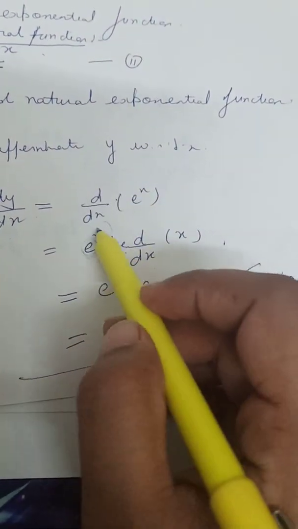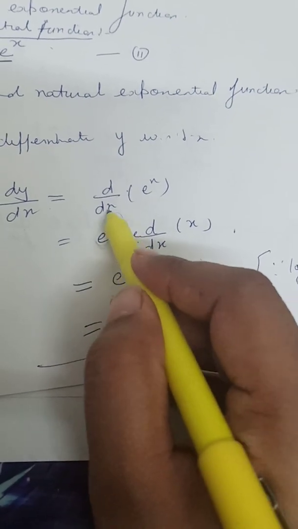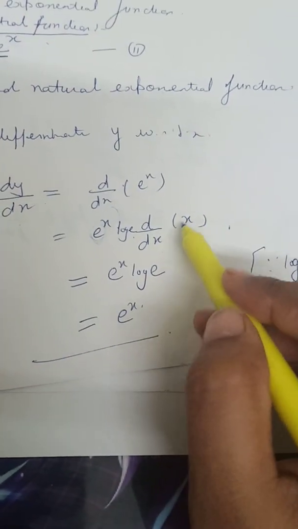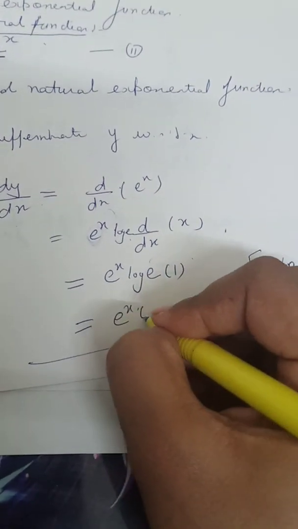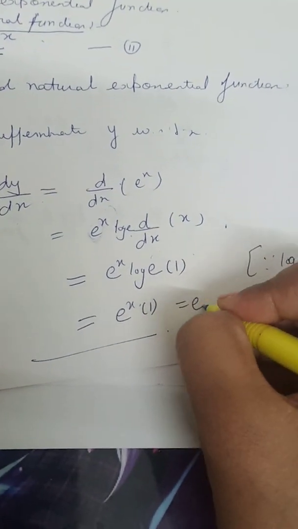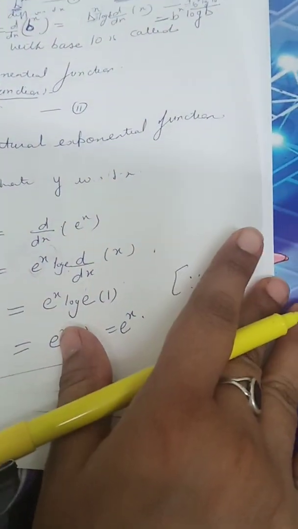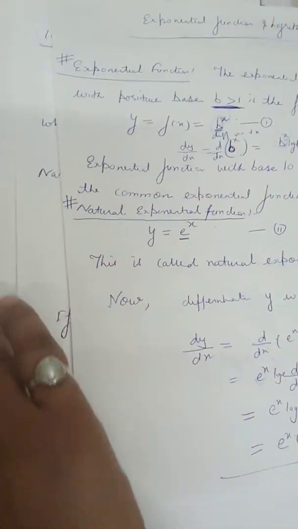And then apply the chain rule. Derivative of x, dx by dx cancels. Here it will be 1 and log e is also 1. That's why the answer is e to the power x. In this way, we will find out the derivative of the exponential function.